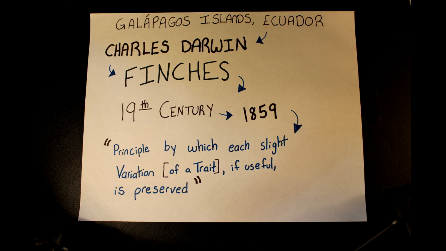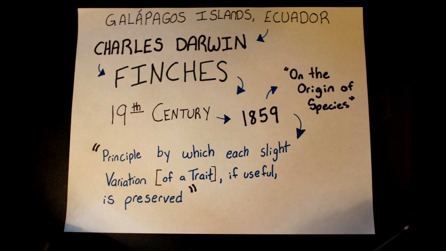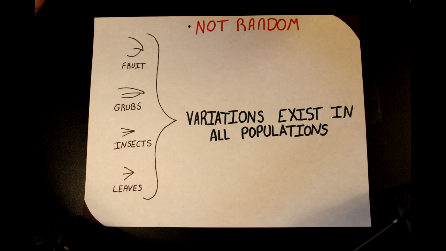Then in 1859, Charles Darwin wrote a book called On the Origin of Species, where he defined natural selection as the principle by which each slight variation of a trait is useful and is preserved. What was interesting about the birds was their beak, because the beak differed depending on what island that bird inhabited. That's because each island had slightly different food sources, so the bird's beak changed depending on what would be best suitable for their environment. That goes to show that variations in a population are not random and are actually influenced by their environment.